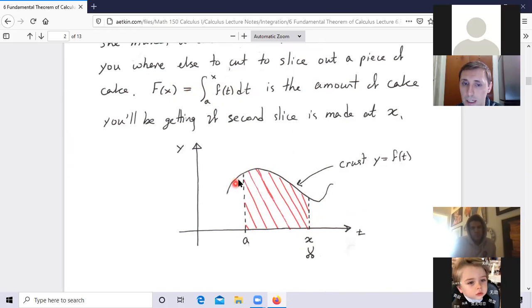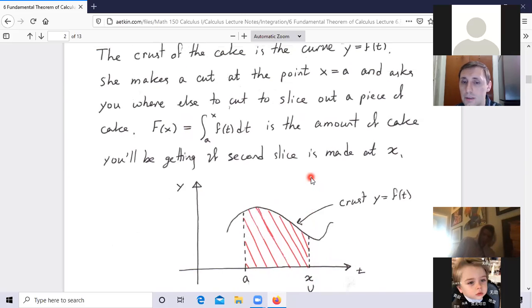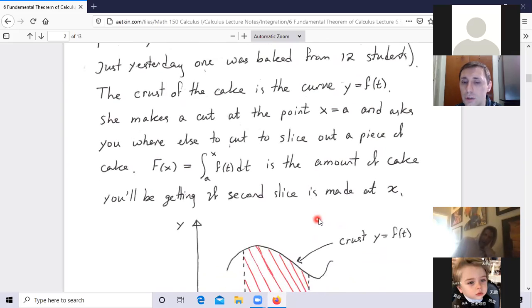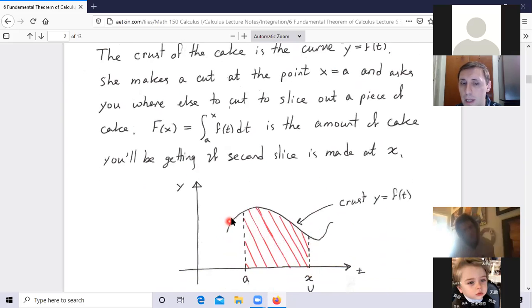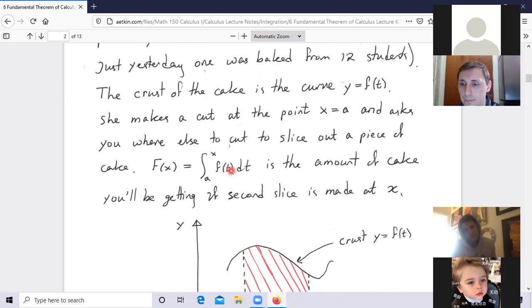Make sense? So this is the crust of the cake. This is the frying pan of the cake somewhere. And you cut the cake at point A and at point X. Are you with me still? And so that there is no confusion, I describe the curve as y equal to f of t.